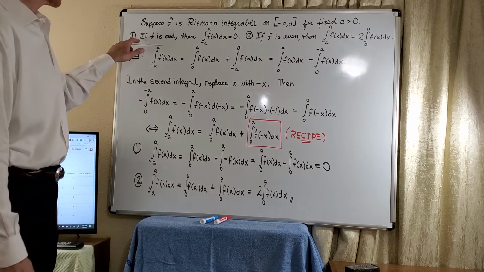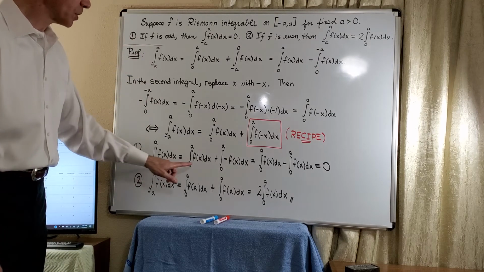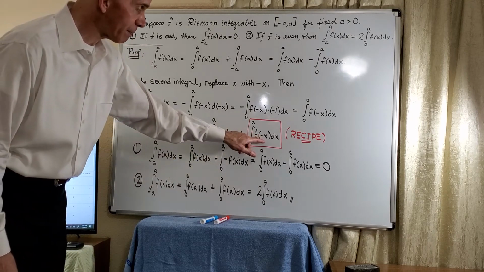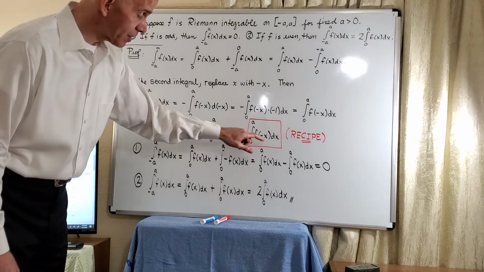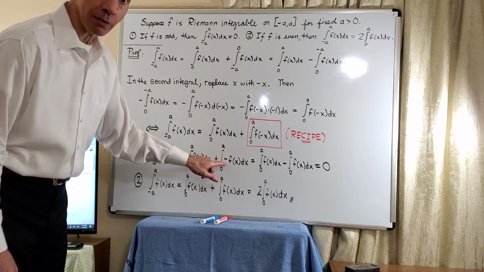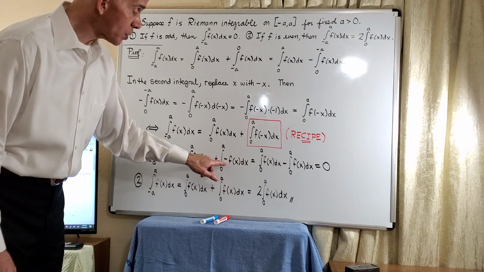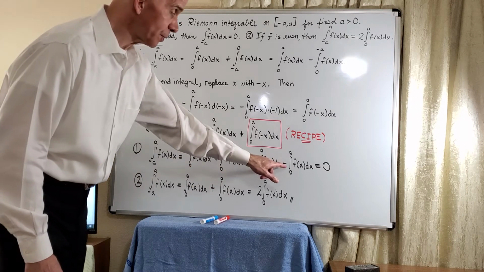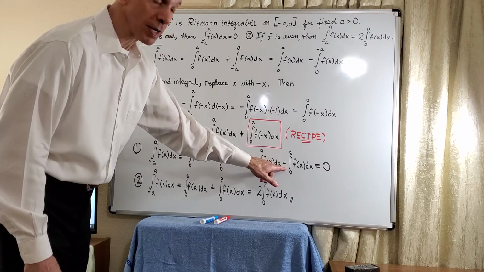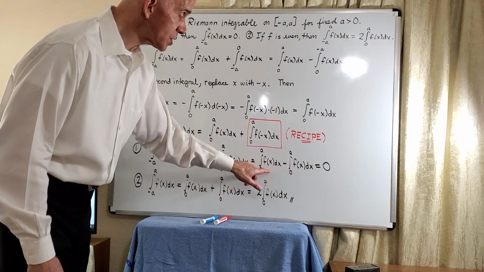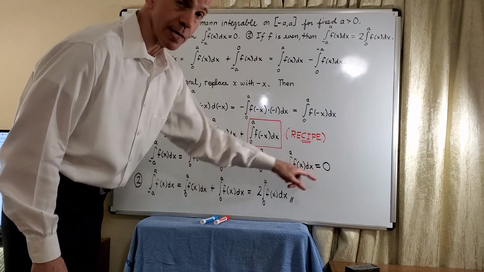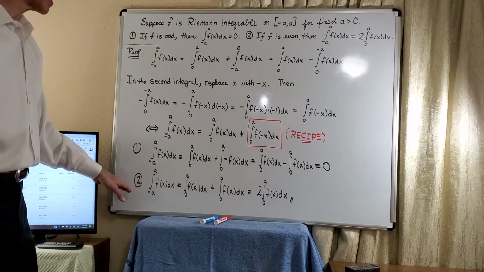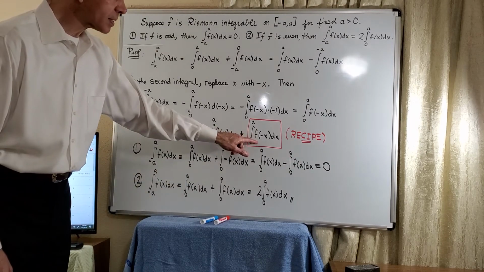So now, when f is odd, all we have to do is just go over to this red box. When f is odd, the negative factors. So the negative comes out. And then, of course, this is just multiplication by negative 1, which can be factored using the properties of the definite integral. And then, of course, these two real numbers are just additive inverses. We get 0.